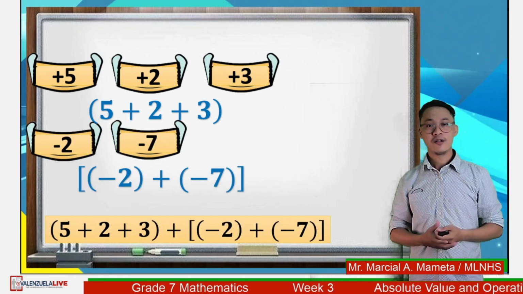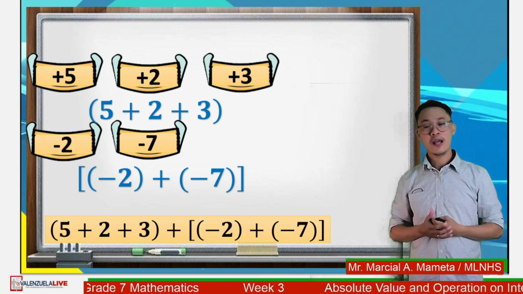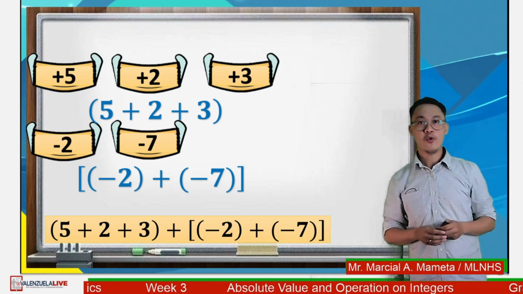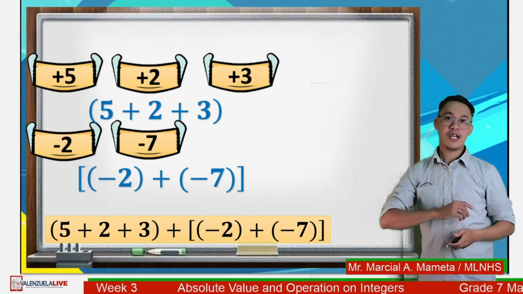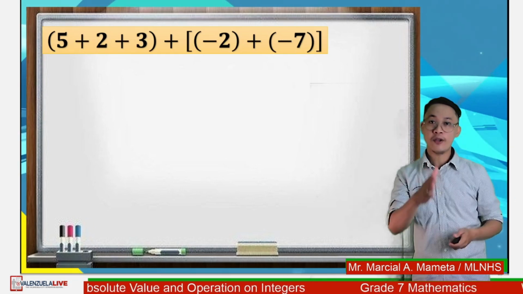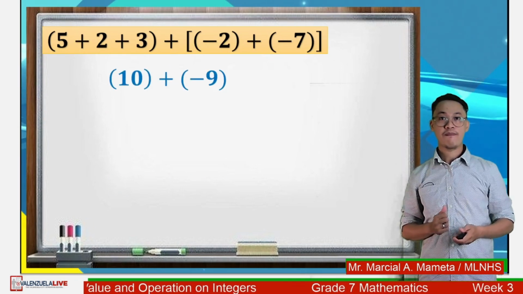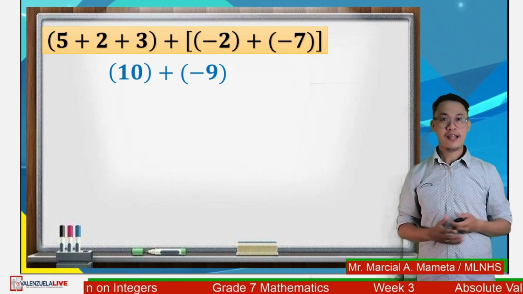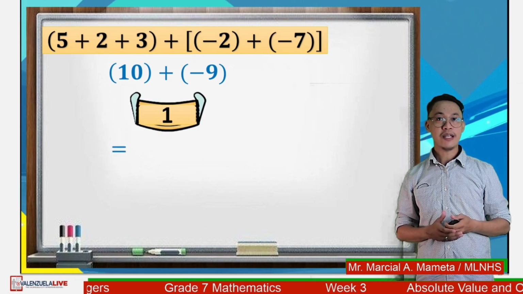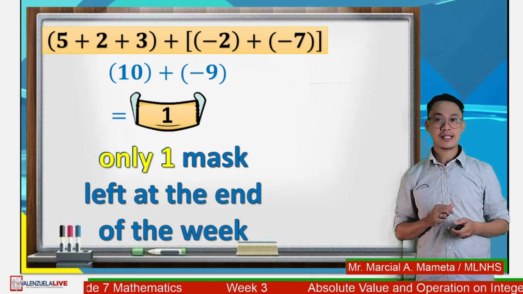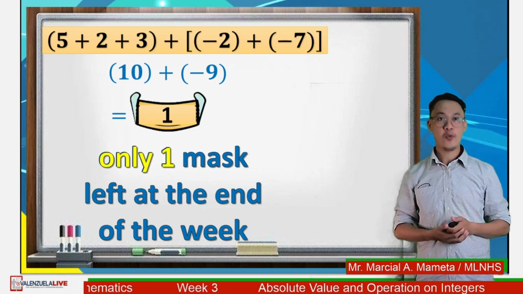Just like this one. So therefore, we have our expression 5 plus 2 plus 3 plus negative 2 plus negative 7. All we need to do is to add all positive numbers and all negative numbers. So we have the result 10 plus negative 9. It is equal to 1. Thus, only one mask is left at the end of the week.